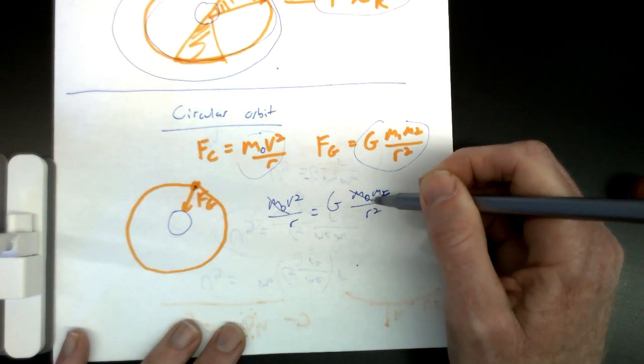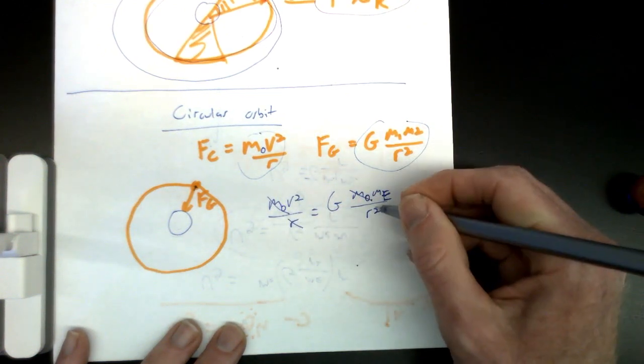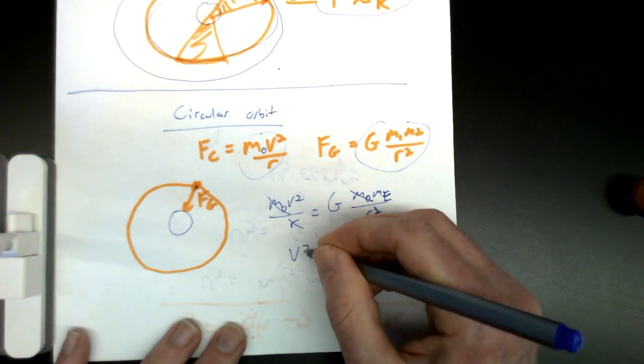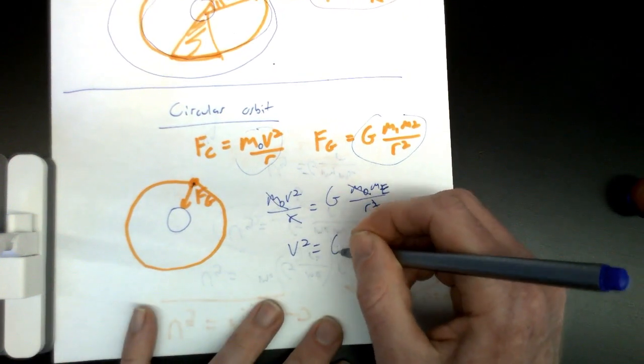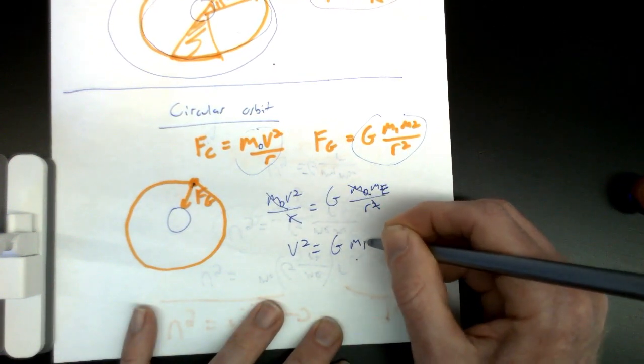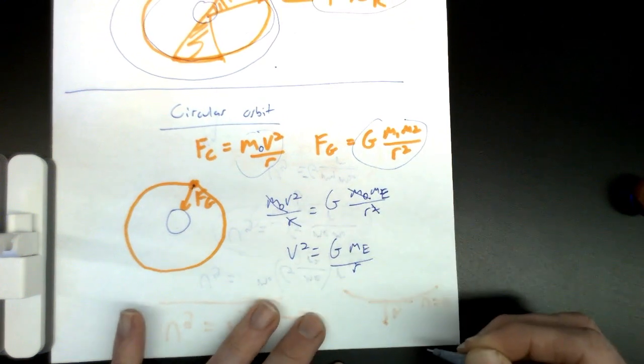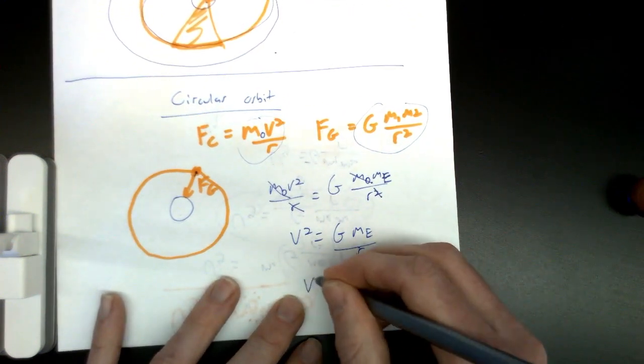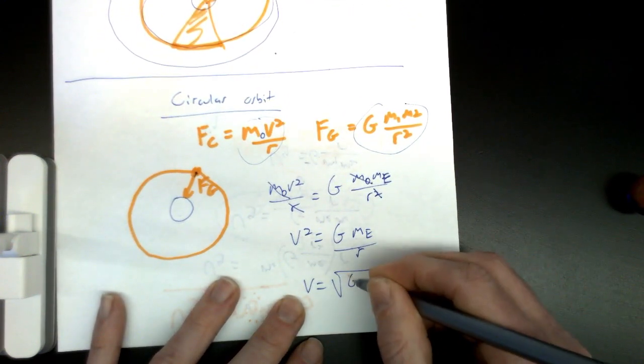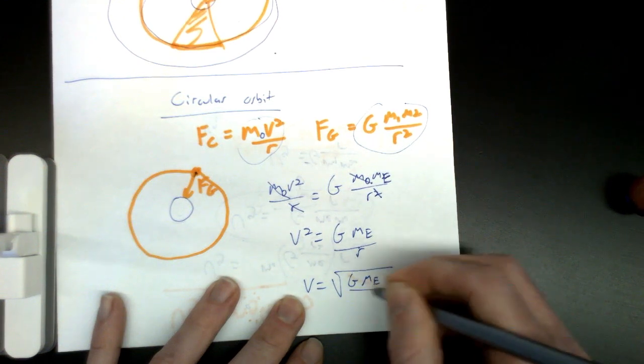So now I can start to cancel some things and do some interesting stuff. I can cancel that m, and I can cancel that r with one of these r's, and then I get this cool formula here that tells me what my velocity is going to be if I'm in a circular orbit. And it's v equals the square root of G times the mass of the Earth divided by r.